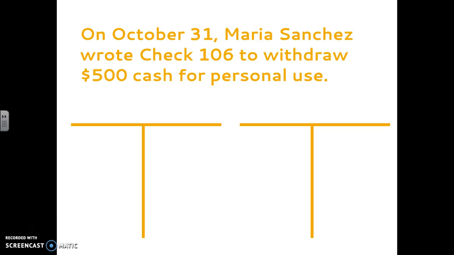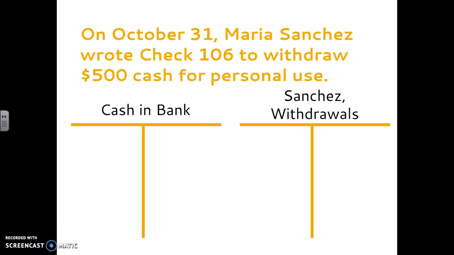On October 31, Maria Sanchez wrote check 106 to withdraw $500 cash for her own personal use. The accounts affected by this transaction are cash and bank, and Sanchez withdrawals. Cash and bank will be decreased by $500, which will be signified by a credit to the account. Sanchez withdrawals will be increased by $500, which is shown by debiting the account.